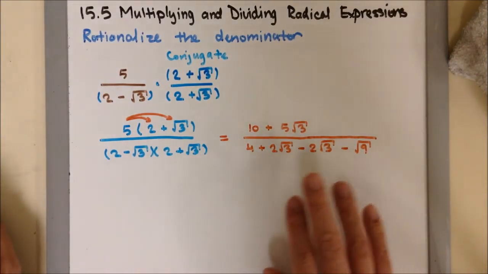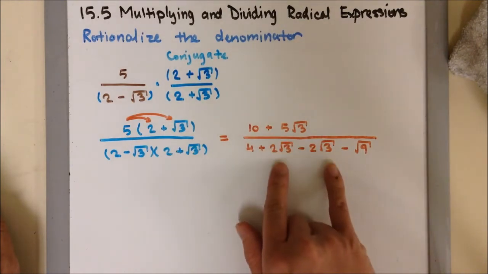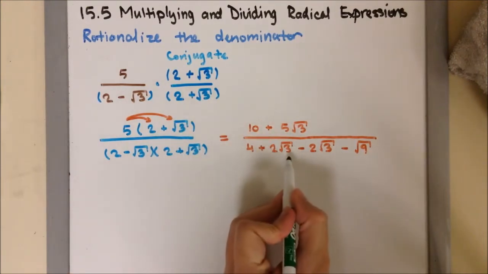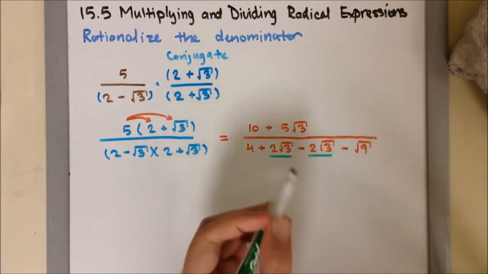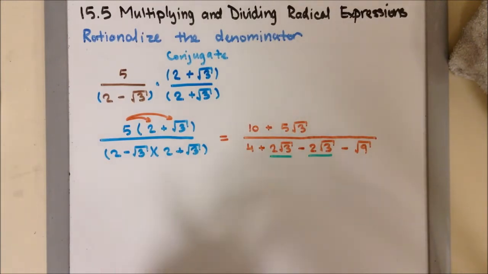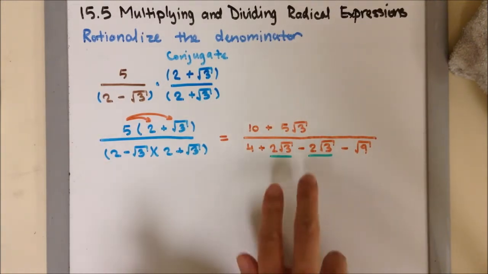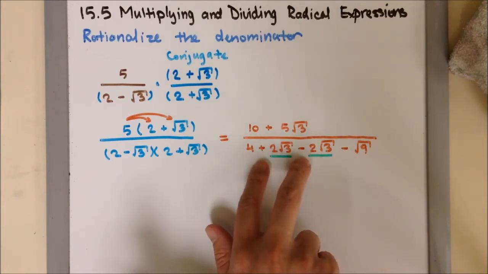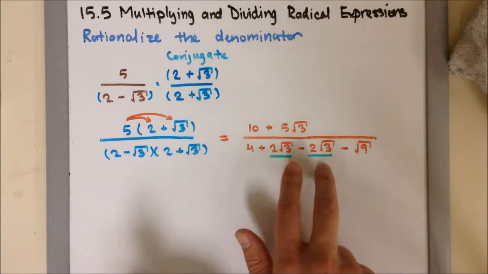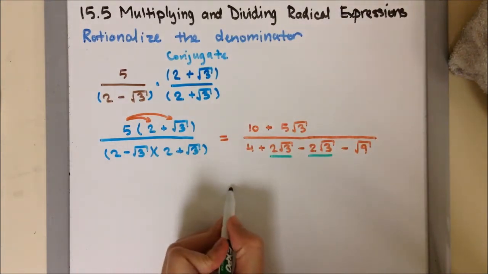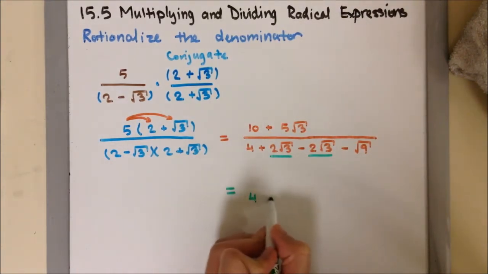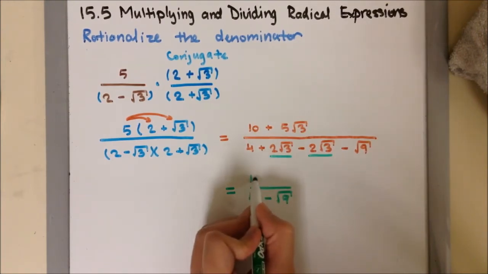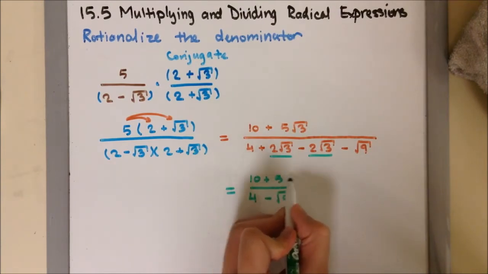Now if you take a closer look, when we're combining like terms, these two terms, let me underline them, they both have the same radical, square root of 3, so you can combine them. What you notice is that they both have the same number outside the square root of 3, but they have opposite signs. So these two terms will cancel out. So in my denominator, I'm simply going to have 4 minus square root of 9. And I'm still going to have 10 plus 5 square root of 3.